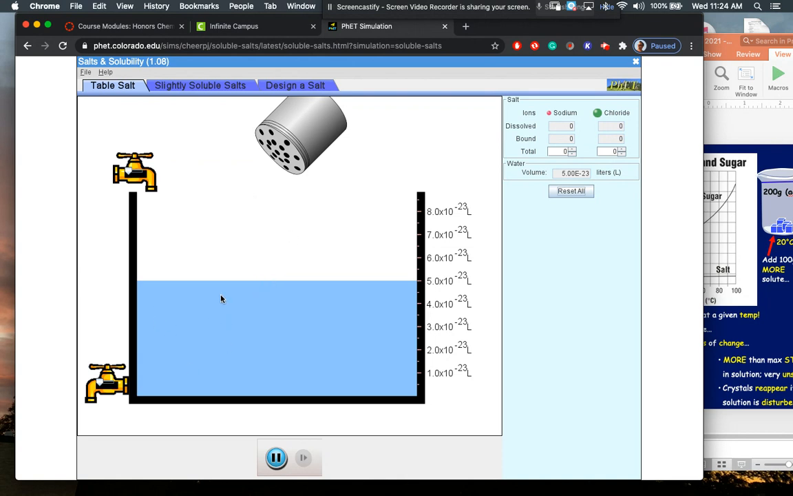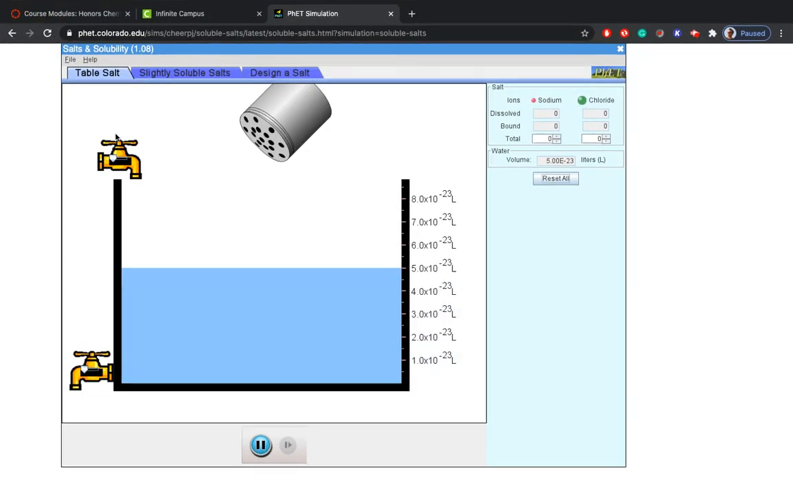This is a little beaker, a little tank of water here, and of course, the blue section corresponds to water. I just want to take a really quick look at this and notice a few things. If I take the salt shaker and give it a little shake, I can get this NaCl.